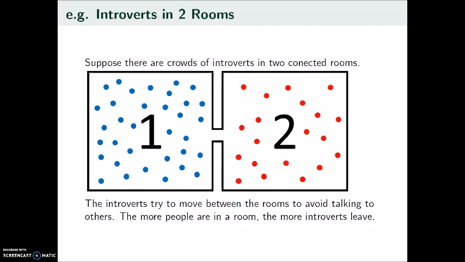Suppose that we have two rooms, and in each of those rooms there is a crowd of introverts. What we know about introverts is that they don't like crowds. Introverts will try to move away from the crowd to try to find a more sparse, less crowded room. So the more people there are in a room, the faster the introverts are going to leave that room.